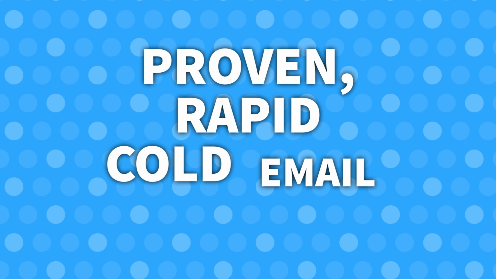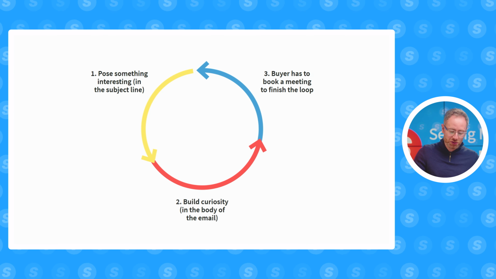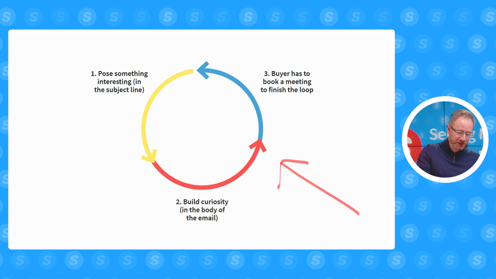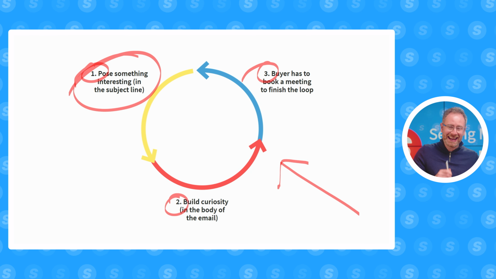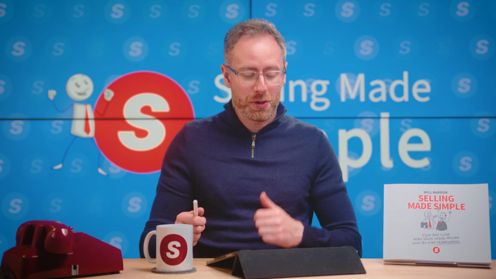Now, if you want to rapidly create short, sharp meeting booking emails, you need to use what we call the curiosity loop. The curiosity loop is simple. It follows a 3-step process. First off, you're going to share something in the subject line that creates a little bit of curiosity and gets the buyer wanting to open the email.